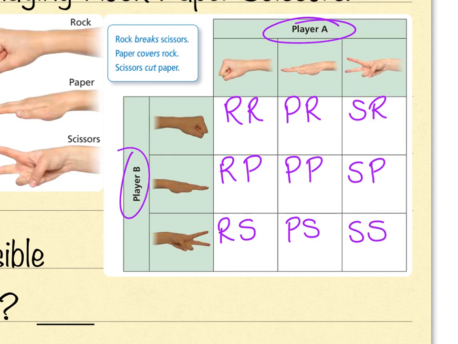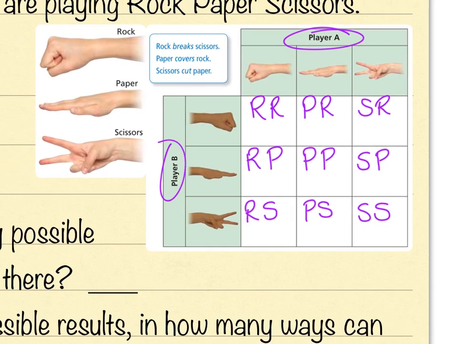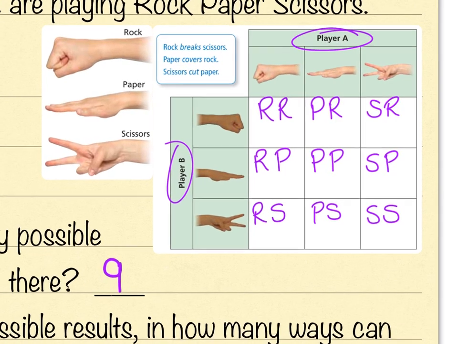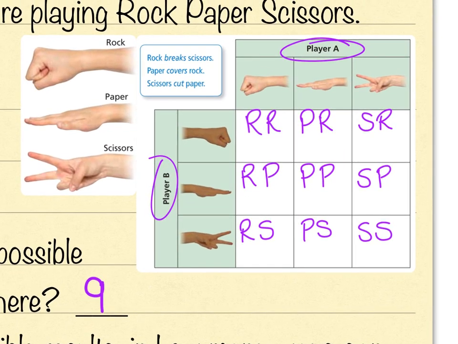So we have 9 different outcomes available for rock, paper, scissors. 9 different ways that it could go down when you're playing with 2 people. Of the possible results, in how many ways can player A win? Okay, so obviously rock, paper, scissors. We know rock beats scissors, scissors beats paper, and paper beats rock. So let's see who wins here.